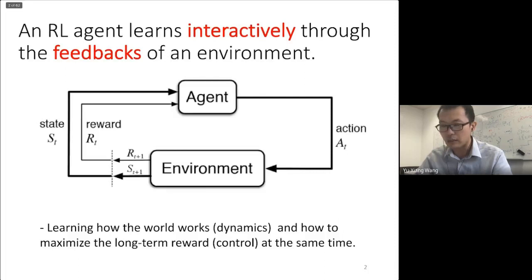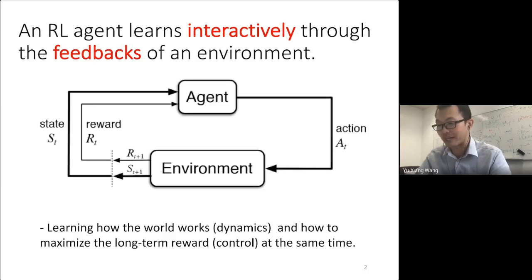In a typical RL setting, I'm just taking this block diagram of an agent interacting with the world, receiving rewards and the new states after taking every single action. And the agent is supposed to learn how the world works, which is like a learning problem, to learn the dynamics and also try to maximize the long-term reward at the same time. So that's a control problem. And reinforcement learning aims at achieving both things at the same time through an interactive interface through the feedback.